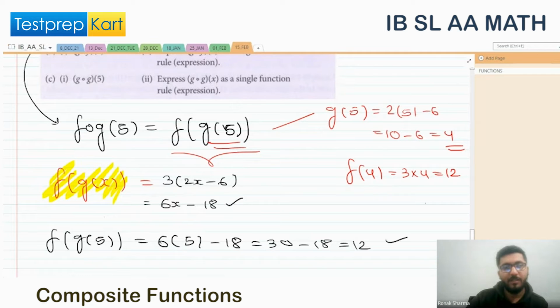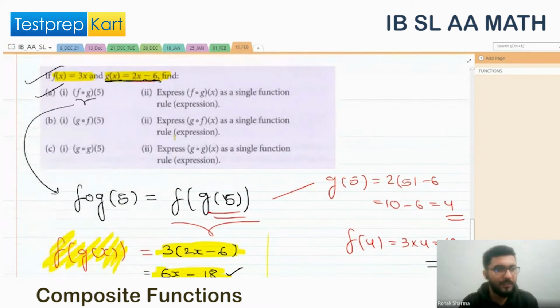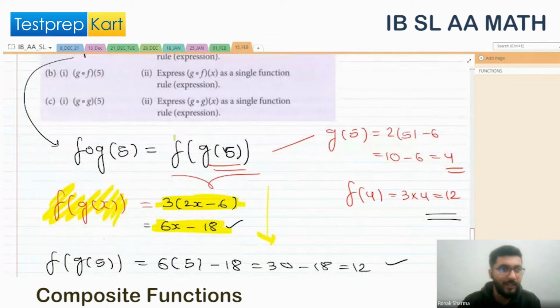See, from both the methods you're getting the same answer. But this method is more preferable, that you first find f of g of x, then you take out whatever value they're asking. Now, same thing. So the first answer is 12. Do you have any doubt in this method, how I have found the value for f of g of 5?